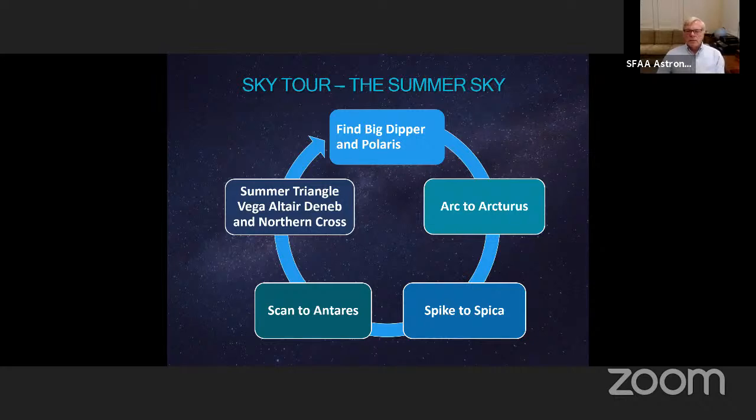Now over to the summer. Okay, here's what we're going to do. We're going to start as we started before, and we've already done this, find the Big Dipper and Polaris. Arc to Arcturus, we just did that. Spike to Spica. And then while we're down there, sort of in the southern sky, we're going to scan over and find Antares, a reddish star, bright star in the southern sky. Then we'll come back up and finish off with the summer triangle.